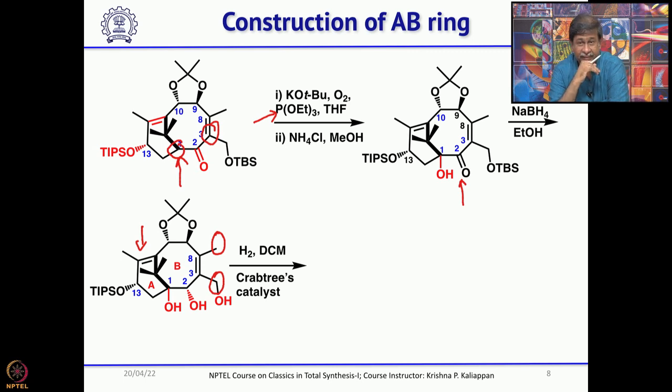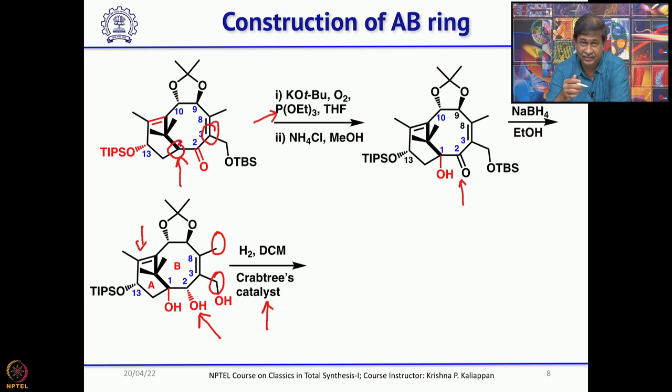Now what he did, he cleverly used Crabtree's catalyst. Crabtree's catalyst is well known for directed hydrogenation if you have a polar functional group. So if you have a hydroxyl group here, you can see the alpha hydroxyl group. Now Crabtree's catalyst will coordinate with this alpha hydroxyl and deliver the hydrogen from the alpha side.